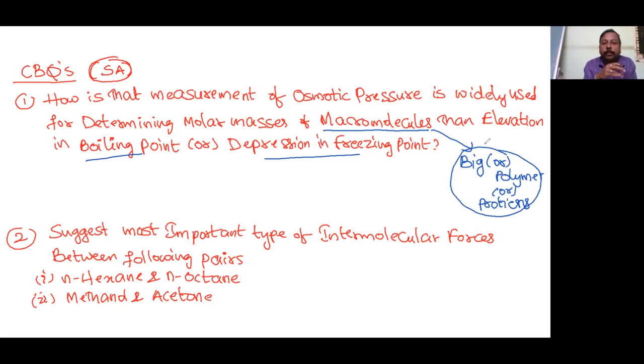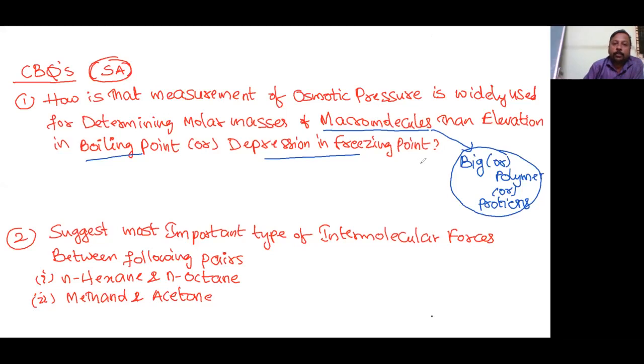But most of them prefer osmotic pressure. They are not going for the elevation in boiling point or the depression in freezing point. So why are they going for osmotic pressure to calculate their molecular mass? That is the question. Now you can think in your mind itself what the answer should be and how I should present it. Then I will tell you which word you have to highlight.